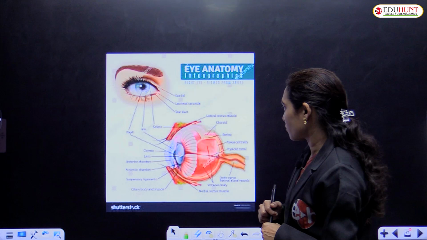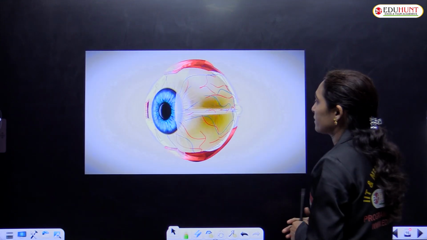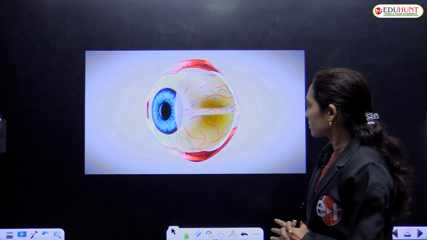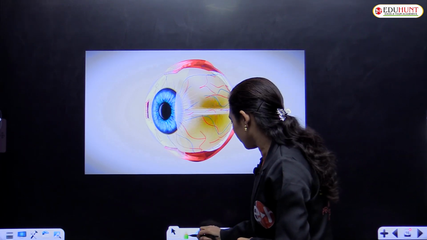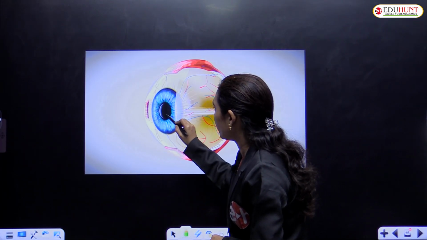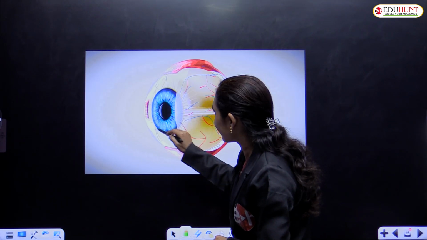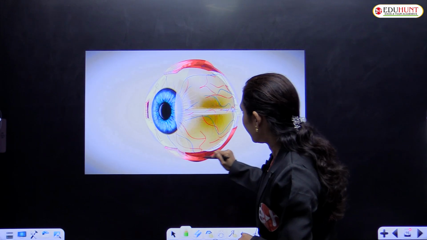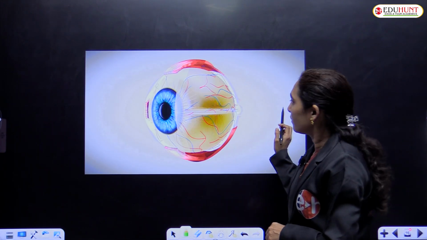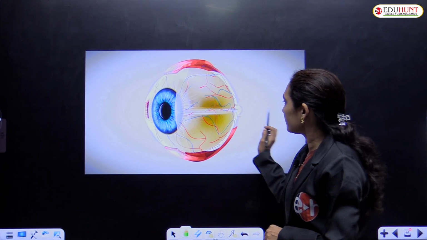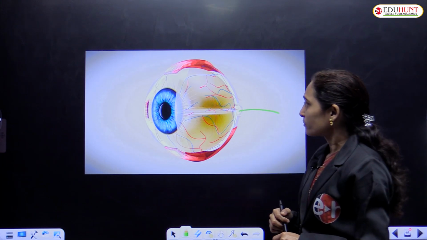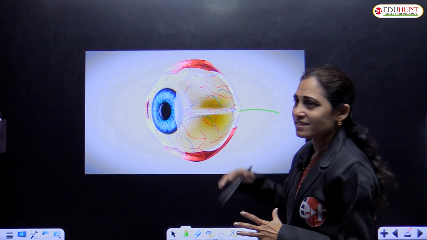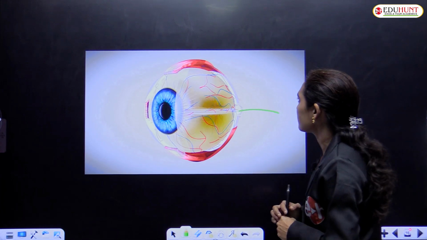This is the internal structure. This is a 3D structure of the eyeball. In this we can see the pupil, retina, this is lens, and this is cornea, sclera, optic nerve. It reaches the eye in here. This is vitreous humor, we call the glassy substance and liquidy substance.